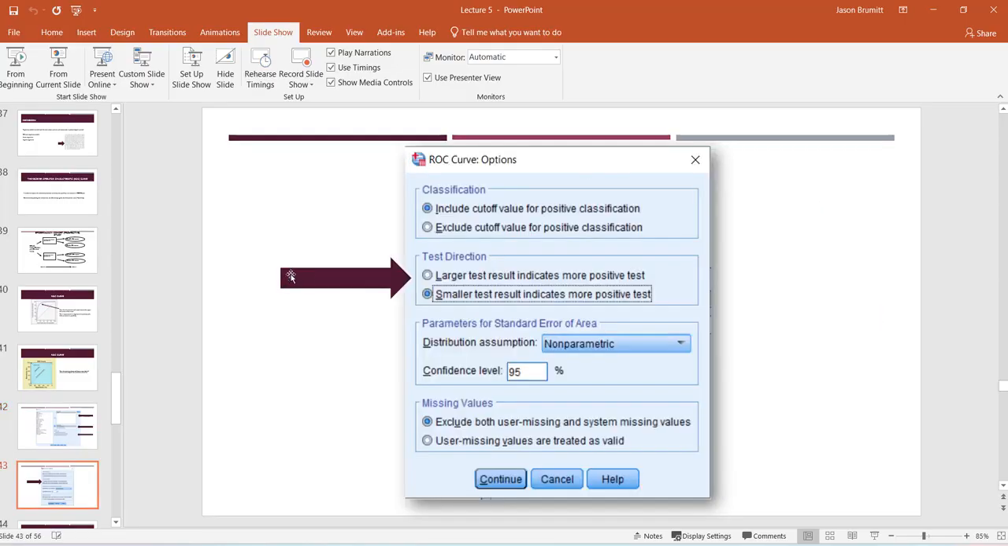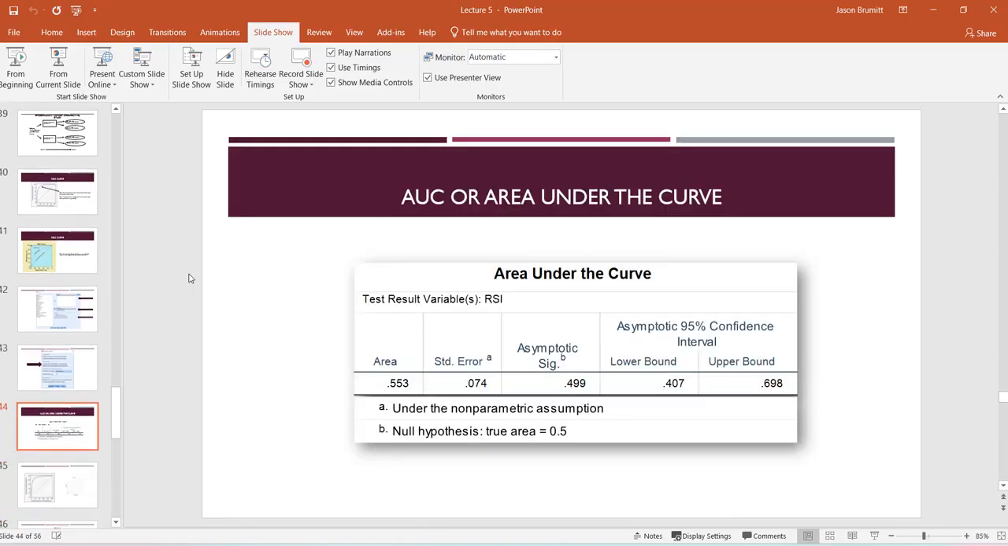And then in this particular one, I would predict that a smaller test score indicates a more positive test, meaning people are at a greater risk of injury. So this is where you would manipulate that. If you thought a larger test would indicate a more positive test, you would click it there. And then you're going to get a printout.